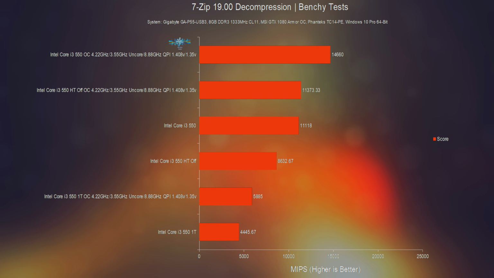The overclock boosts the stock i3 550 score up by 31.86% to 14,660 MIPS. The non-hyperthreaded score sees a boost of 31.75% on stock clocks to 11,373.33 MIPS, which is actually 2.3% up on the stock clocked 2-core 4-thread version of the i3 550, but 22.42% down on the overclocked i3 550. Single-threaded performance sees a boost in score of 32.38% from the overclock to 5,885 MIPS, which is 48.26% down on the non-hyperthreaded score, or 59.86% down on the dual-core hyperthreaded score.